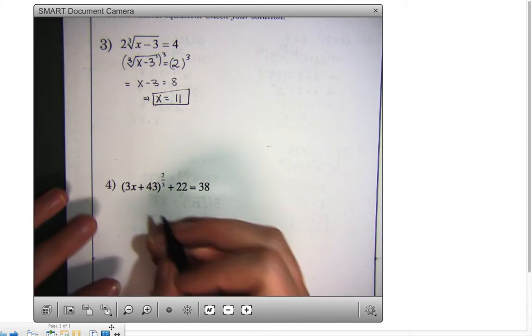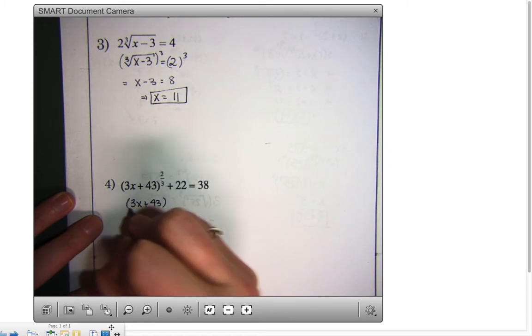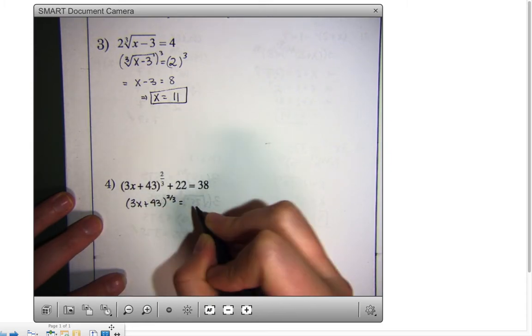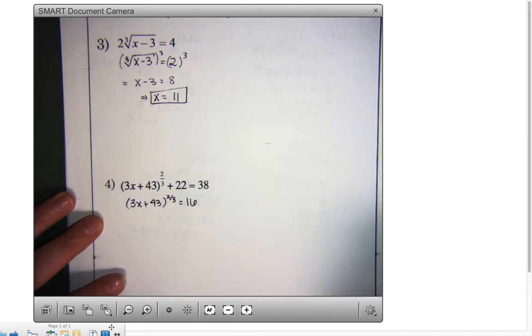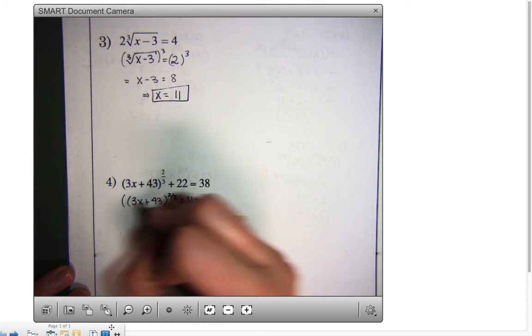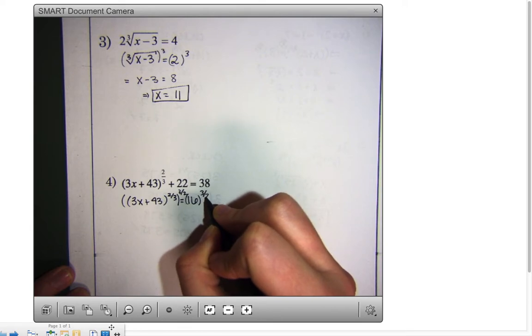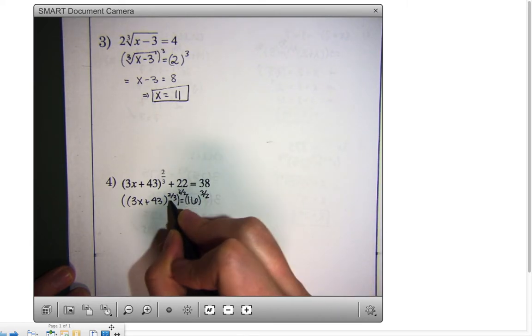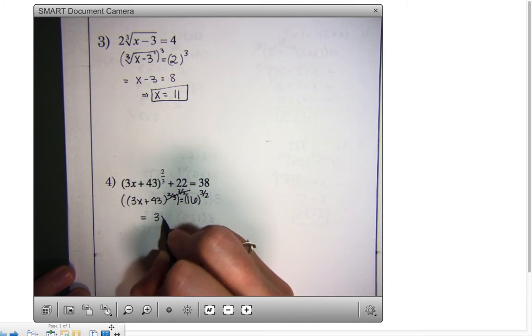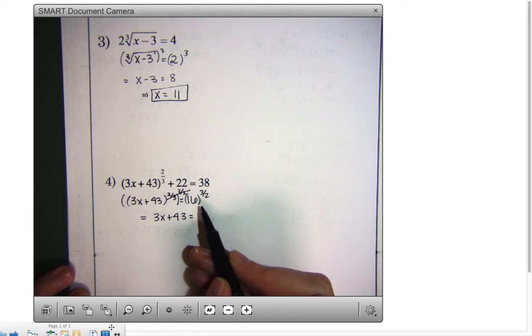So I've got (3x + 43) to the 2/3 power equals 16. Again, I need to undo that exponent. So to get rid of 2/3, I need to raise it to the reciprocal. 2/3 times 3/2, that's just 1. So I've got 3x + 43 equals, let's rewrite this as a radical.